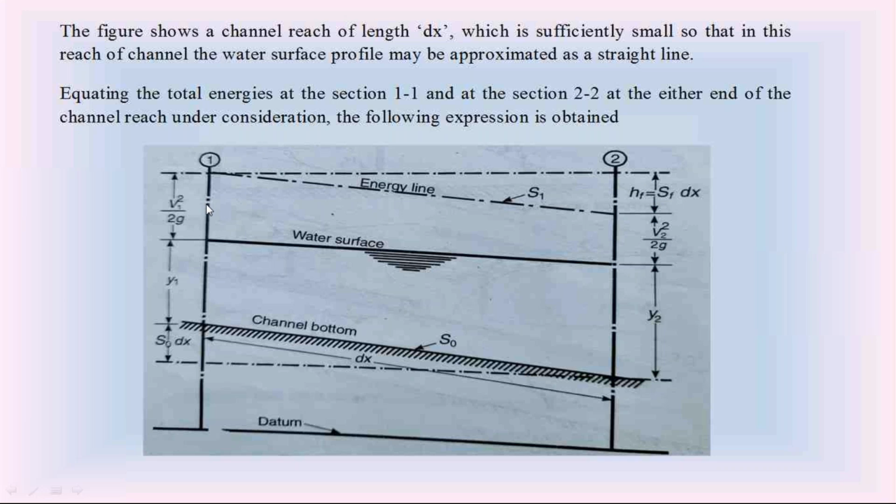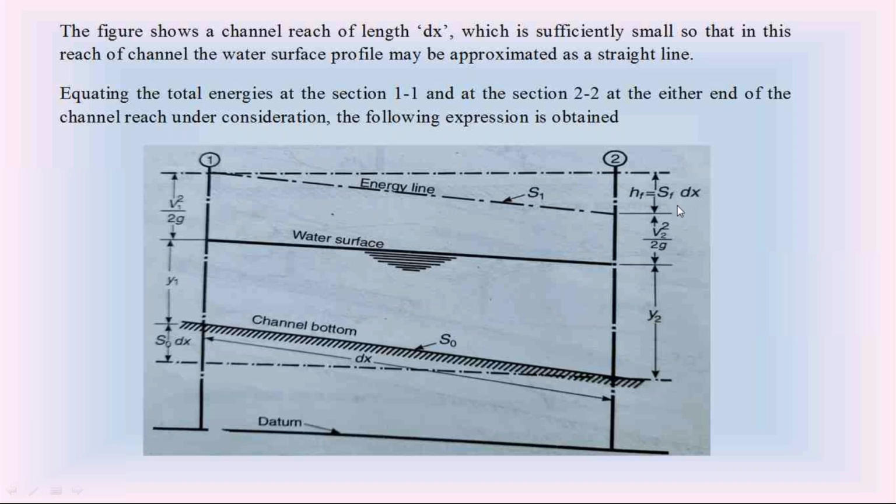Now at section 1, the total energy is S naught into dx, that is the potential head, plus the pressure head y1, plus the kinetic head v1 square by 2g. At section 2, the total energy of this water flow is y2, the pressure head, plus the kinetic head v2 square by 2g, plus hf, the loss of energy, Sf into dx.